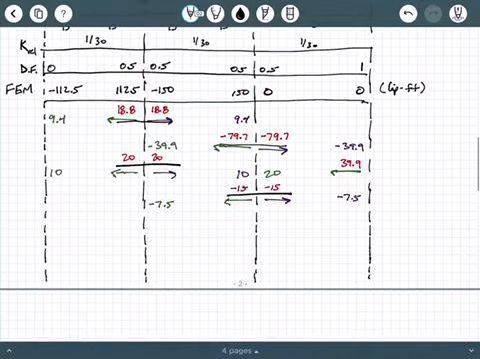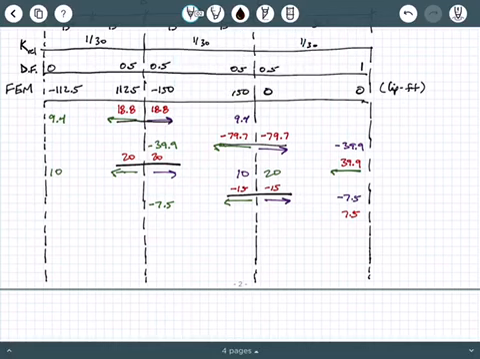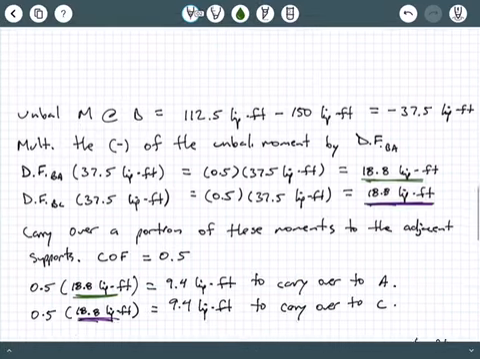Okay, so scrolling back up here and populating that portion of my table, I've got this balanced off as 7.5 again. I like to put a little line underneath it of some sort. And I've sent over here half of that, which is 3.8 kip feet, thereby causing another imbalance at C. Okay, but we'll worry about that later.